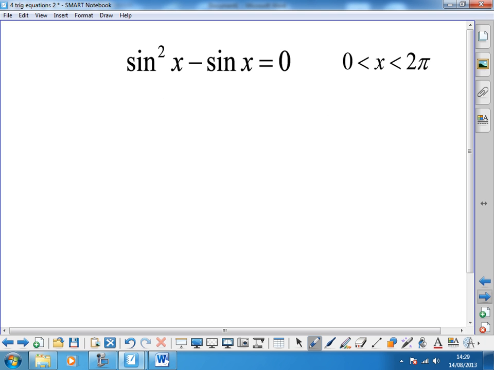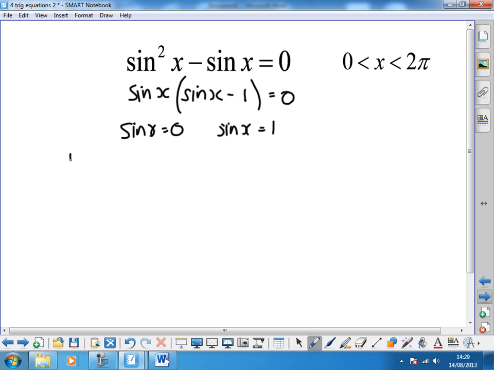This one? That's another factorising, isn't it? Yeah, common factor. So, sine x is a common factor, we're left with sine x there, minus 1. So we're looking where sine x is 0 or sine x is 1.